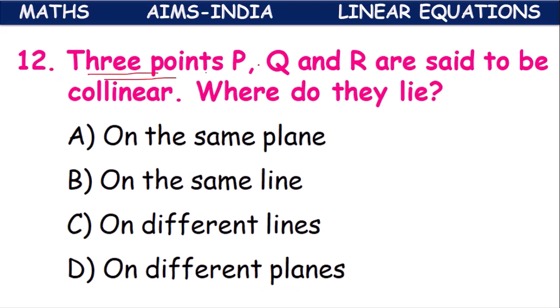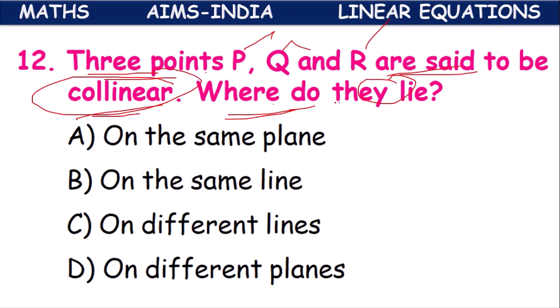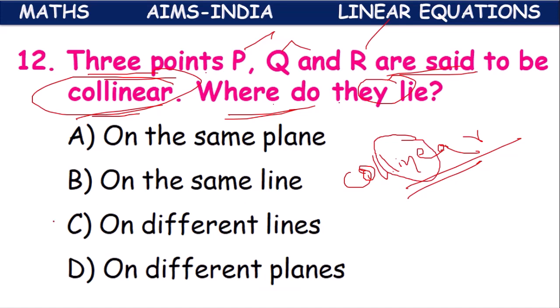So, three points P, Q, R are said to be collinear. So, where do they lie? In the name itself, collinear means linear, means line. They will lie on the same line. So, they are called collinear.